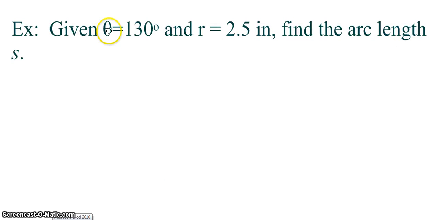Next one, given that theta is 130 degrees and r, which is a radius, is 2.5 inches, find the arc length formed from this central angle. Pause the video. Hint, you are using your arc length definition of a radian equation. Unpause when you're ready to check your work.